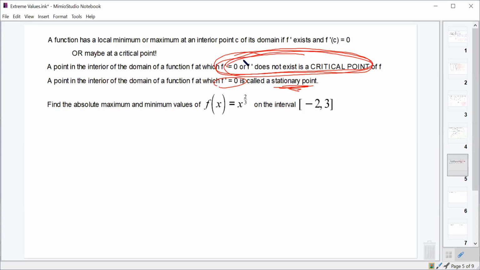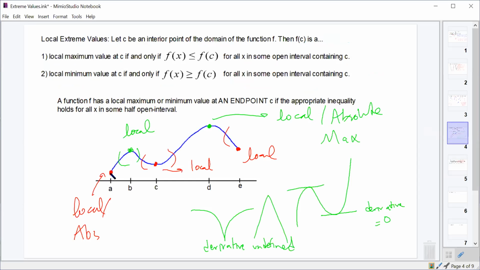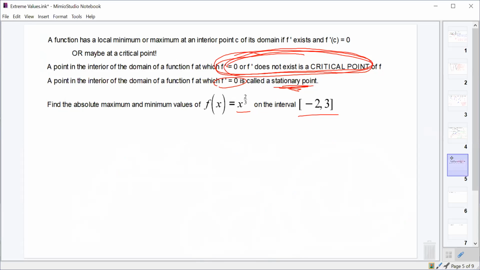So what we're going to try to do is look for the absolute max and absolute min of x to the 2/3 on this closed interval from -2 to 3. So where can an absolute maximum or minimum occur? There's 3 places, right? Endpoints, derivative undefined, and derivative 0. So let's find those.